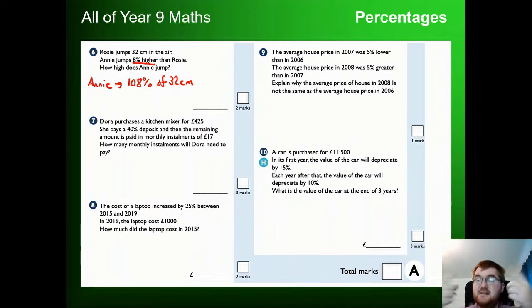Now if we convert that into something we can calculate, 108 percent is the same as 1.08. Going to multiply that by 32, and again the calculator is very handy here, we can then work it out.